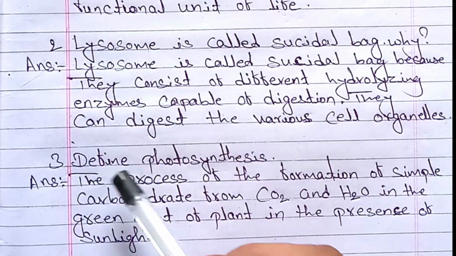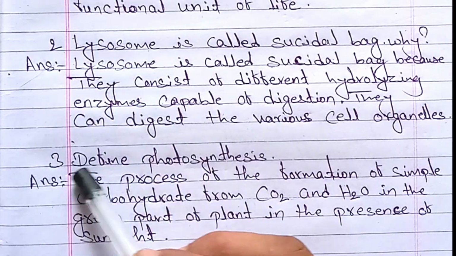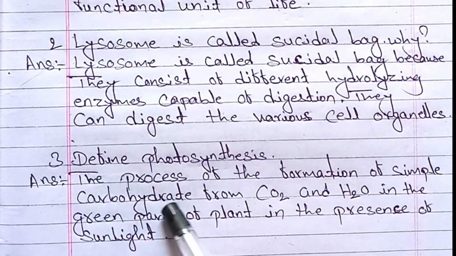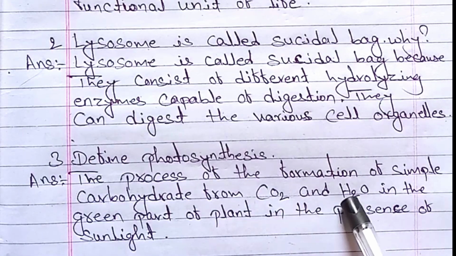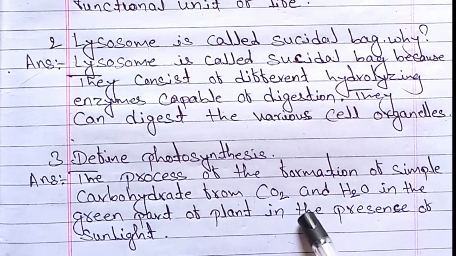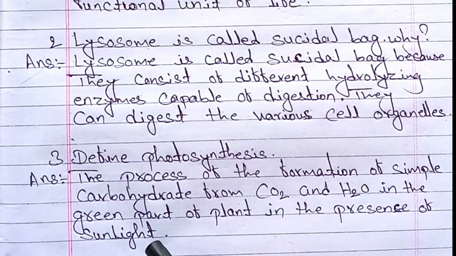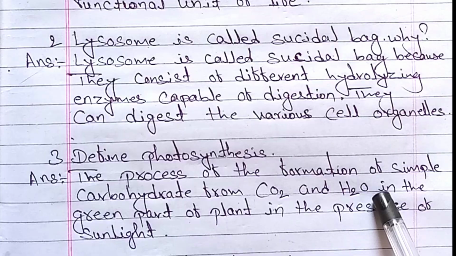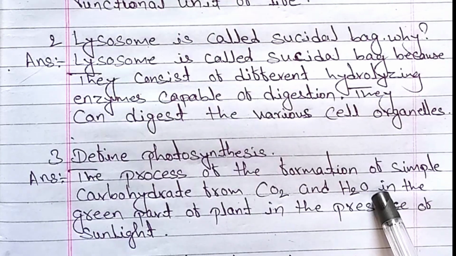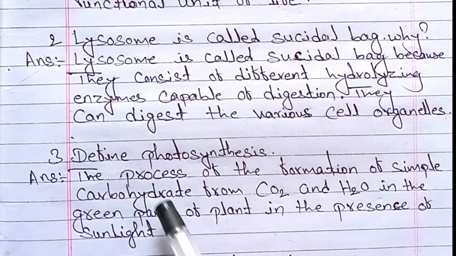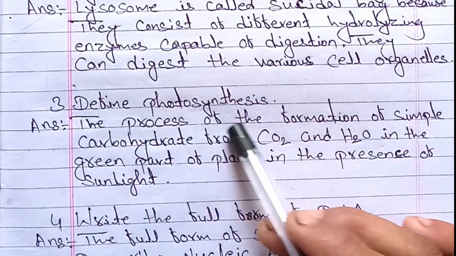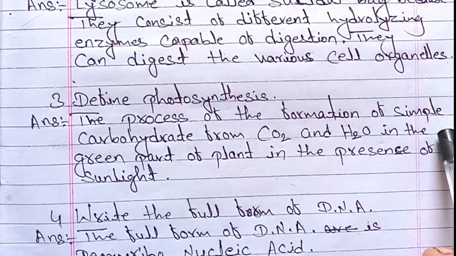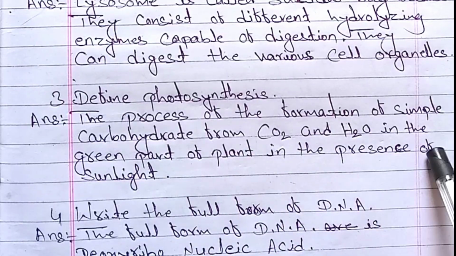Question number 3, define photosynthesis. Answer, the process of the formation of simple carbohydrate from CO2 and H2O in the green part of plant in the presence of sunlight. CO2 is carbon dioxide and H2O is water, also called hydrogen oxide.